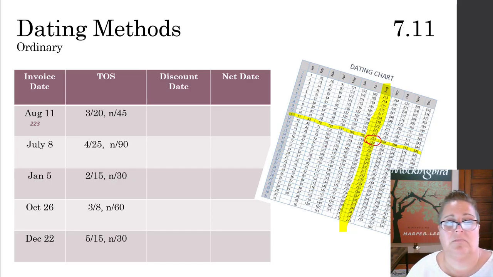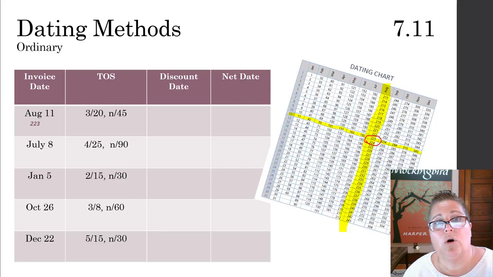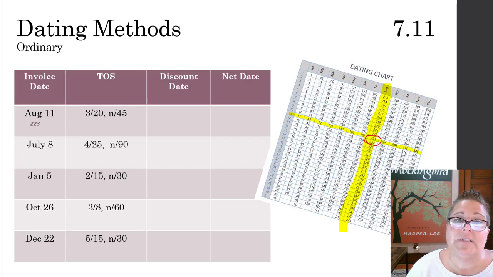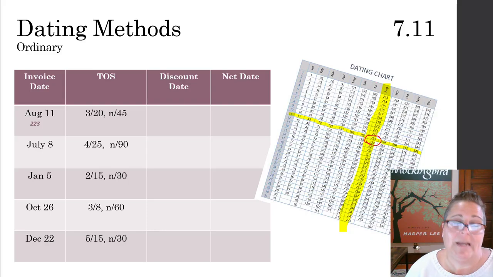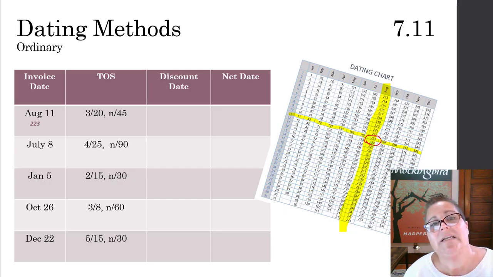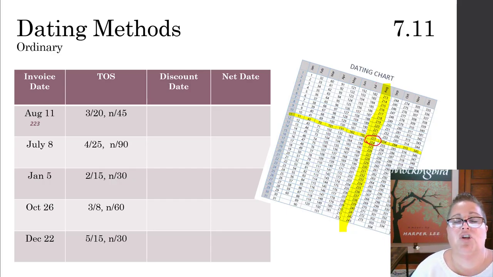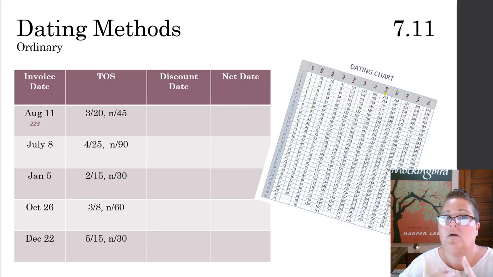My terms of sale, I'm writing that down. I put that down, 223. My terms of sale are 3/20, n/45. And again, let's make sure you know what that means. 3/20, n/45 means they receive a 3% discount if they pay in the first 20 days. The net amount is due in 45. So I don't care about the discount right now. I'm finding the date. 3% discount if they pay in the first 20 days. So I need 20 days from August 11th. 20 days from August 11th. If you know that because of your knuckles or because of the rhyme or because you think you can figure it out, great.